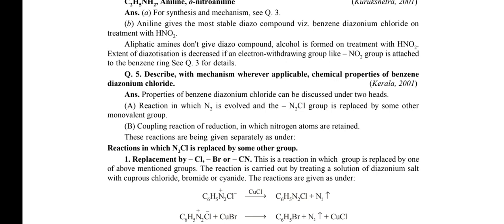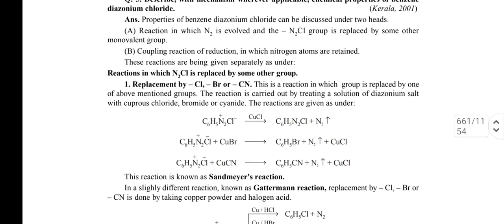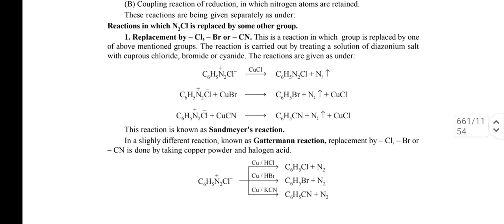Number 1. Replacement by chlorine, bromine or cyano group. This is a reaction in which the N2Cl group is replaced by one of the above mentioned groups. The reaction is carried out by treating a solution of the diazonium salt with cuprous chloride, bromide or cyanide. The reactions are given as under. This reaction is known as the Sandmeyer reaction.